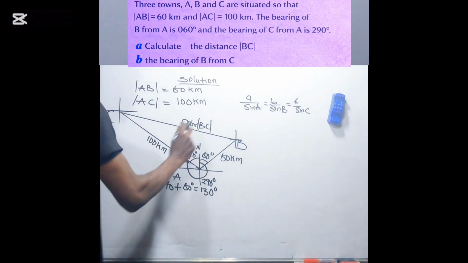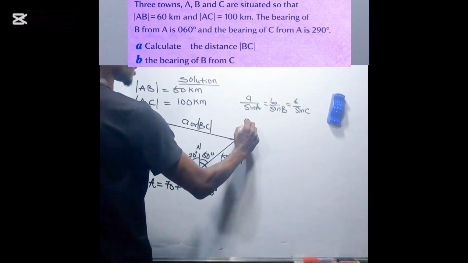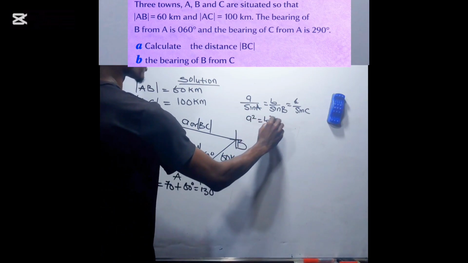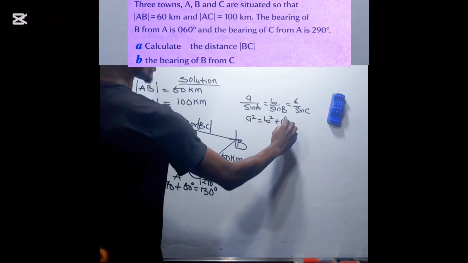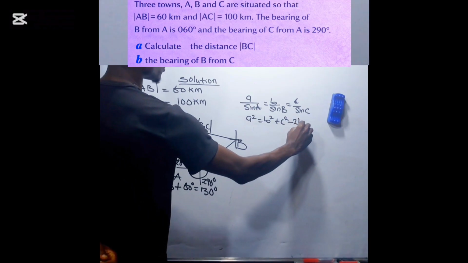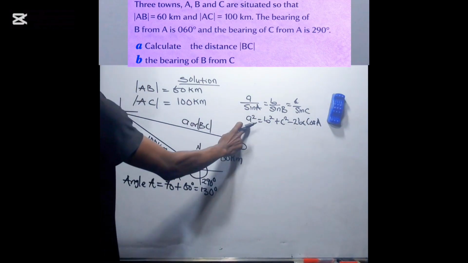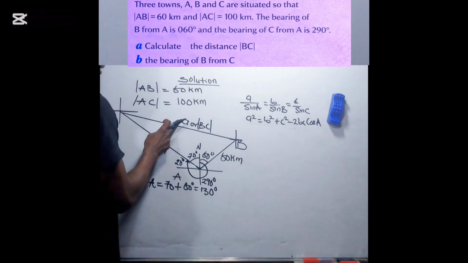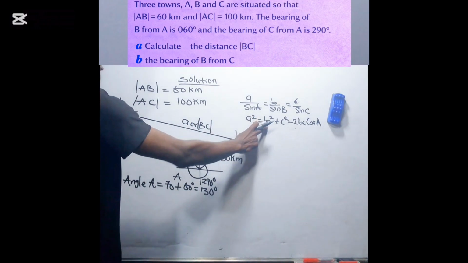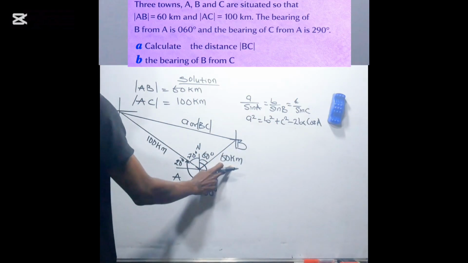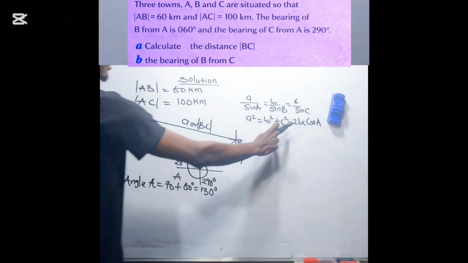But let's see if we can use the cosine formula that says a squared is equal to b squared plus c squared minus 2bc cos A. We are looking for side a. We don't have side a. Now side b, this is side b, 100. Side c, this is side c, 60.